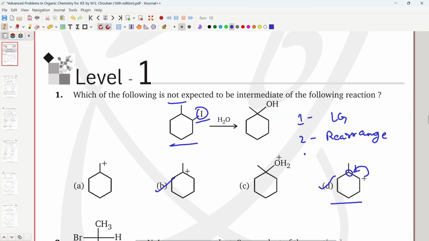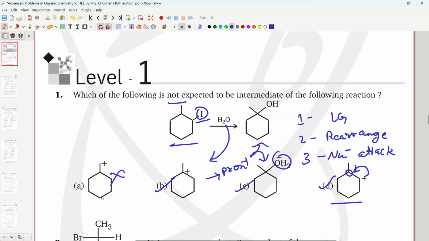Then step 3, the nucleophile attack. The water attacks the tertiary carbocation, which gives a protonated alcohol, which is this. So the protonated alcohol is obviously in the options. So now what about A? A shows a carbocation on a methyl-bearing carbon without rearrangement, without accounting for how it got there. So this is not an intermediate. So this is the answer.